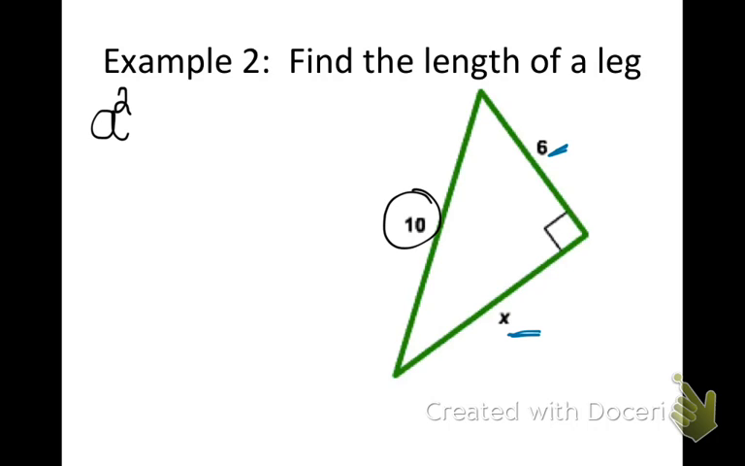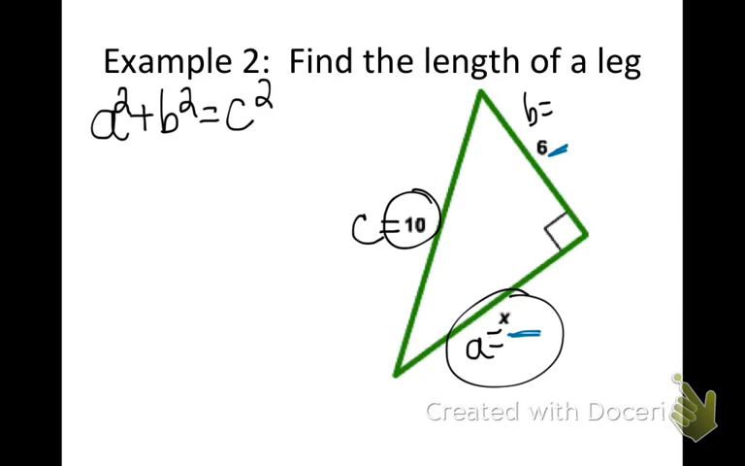We write down my formula, A squared plus B squared equals C squared. Now I'm going to plug in what numbers I have, and if I forget, I'm just going to write down this is A, this is B, and this is C, so that I don't have to remember that. Now I know I don't know what A is, so A squared. I know B is 6 squared.